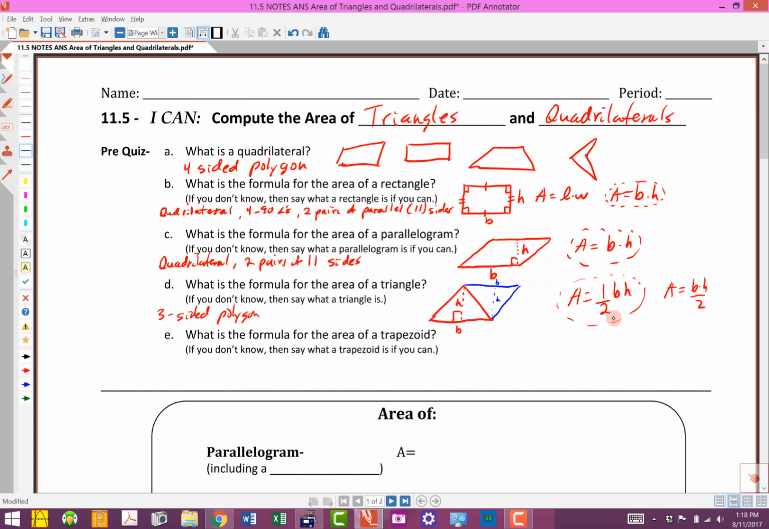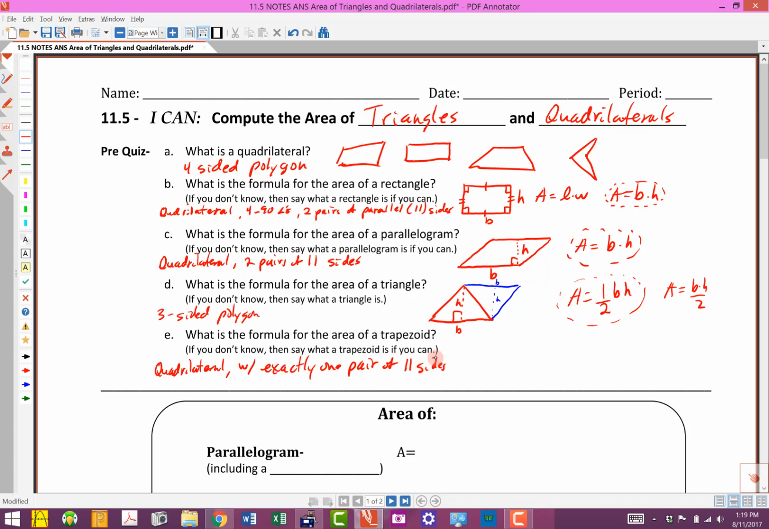Okay, now this last one is a trapezoid. And a trapezoid, if you're familiar with this, then that's awesome. Let me describe what a trapezoid is. Again, it's a quadrilateral. So I'll write quadrilateral. Okay, it's a quadrilateral with, and we can abbreviate with the W and then the slash there, with exactly one pair of parallel sides.